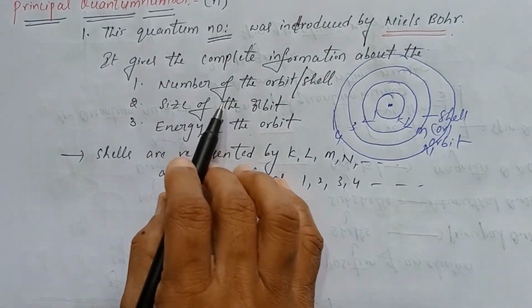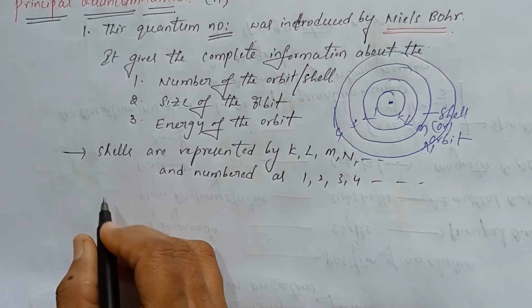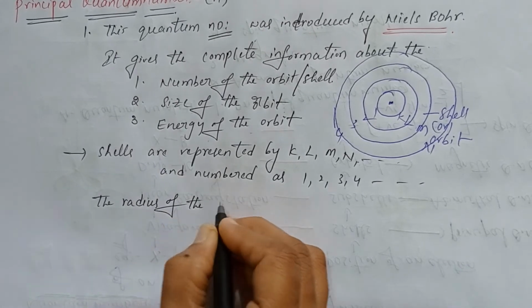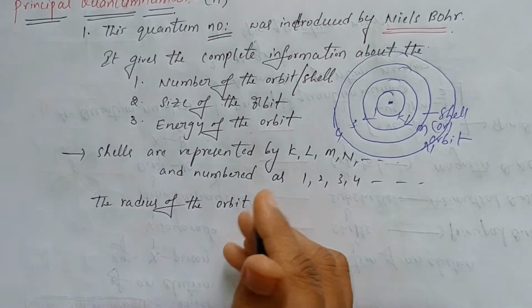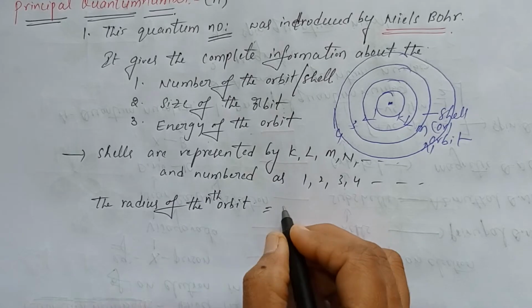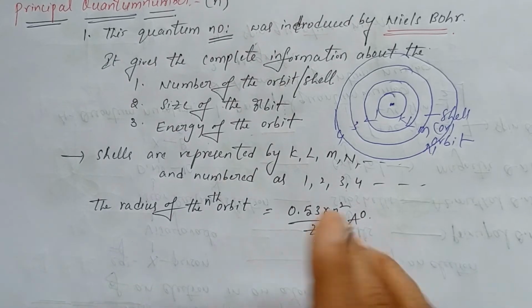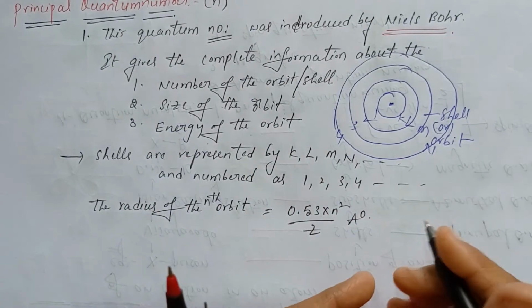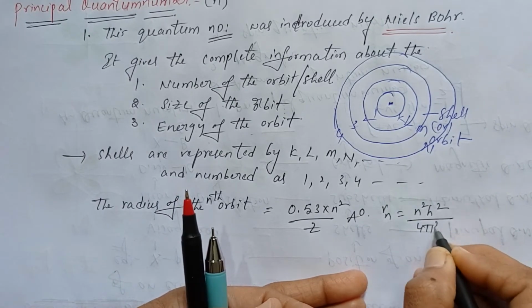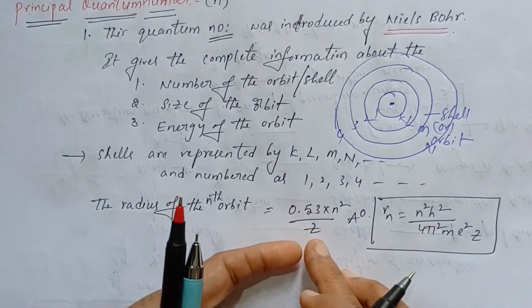Next, the second one is the size of the orbit. Size of the orbit is nothing but the radius of the orbit, students. What is the radius of the orbit? This formula came from Bohr's model, from the nth orbit. The radius of the nth orbit is equal to 0.53 into n square by Z angstroms. Radius of nth orbit is equal to n square into h square by 4 pi square m e square Z. So from this formula we got this answer.